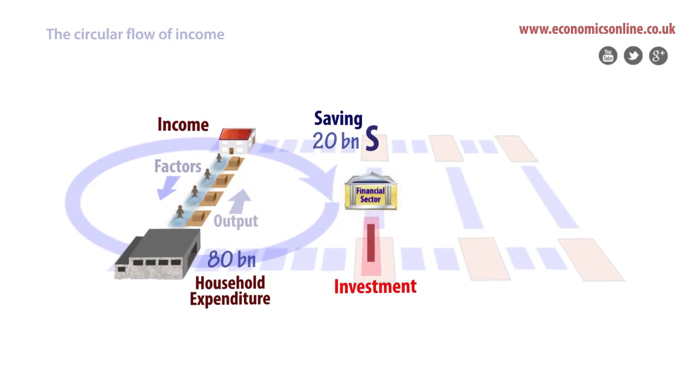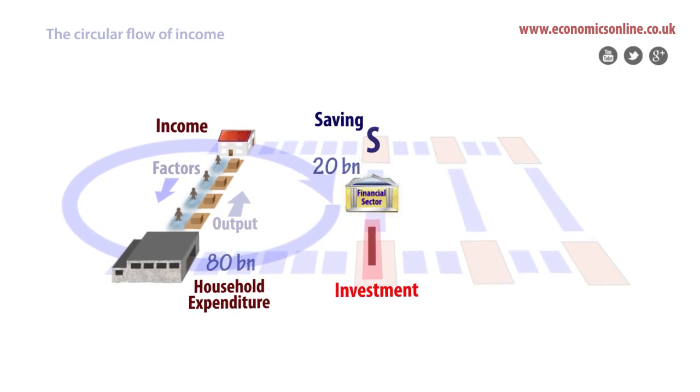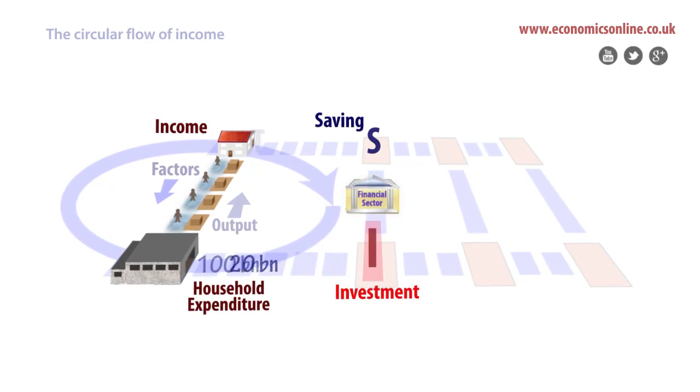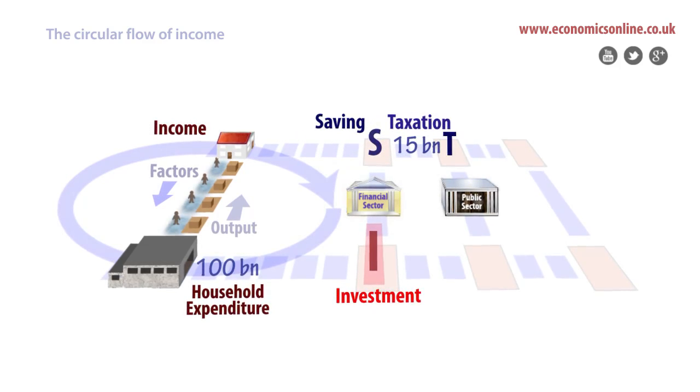A second leakage out of the circular flow is taxation, which is paid to the government. When taxation is spent on public goods, merit goods, and welfare transfers, it is injected back into the circular flow.